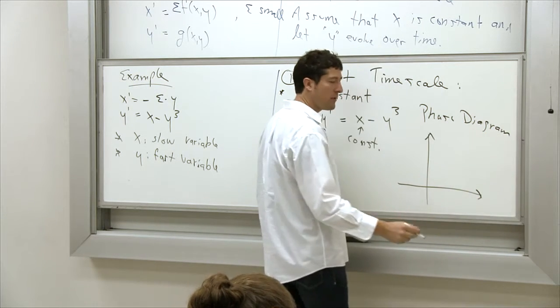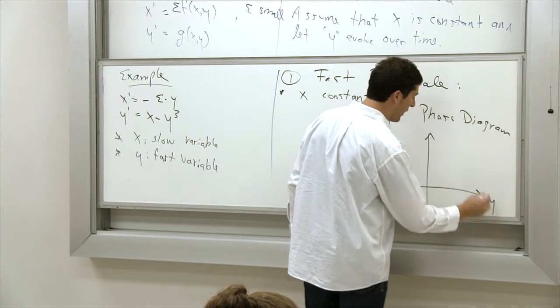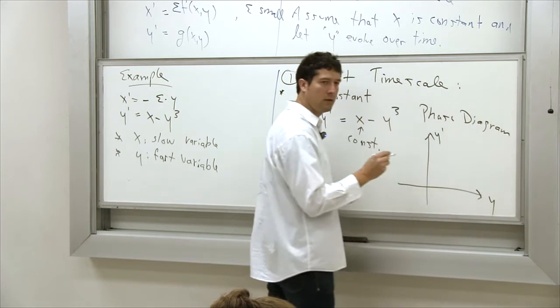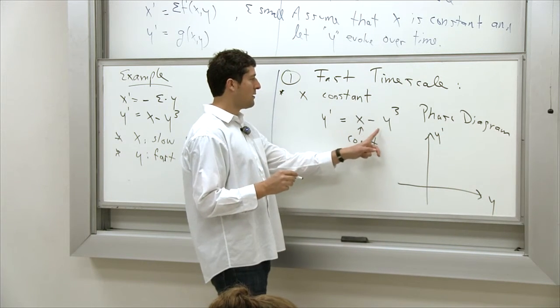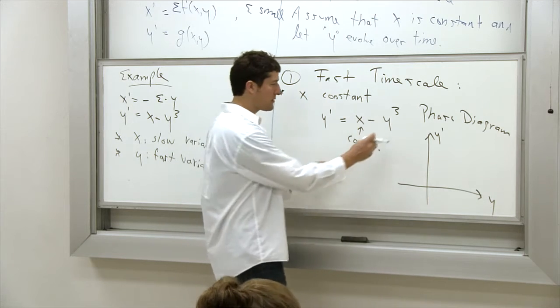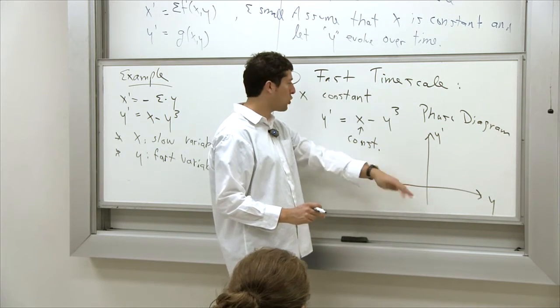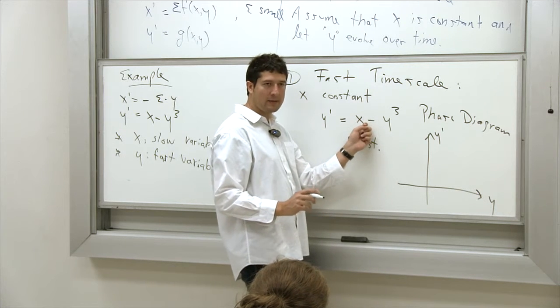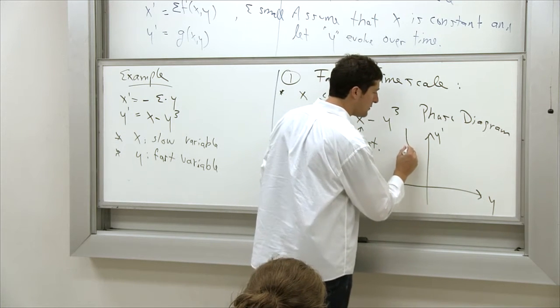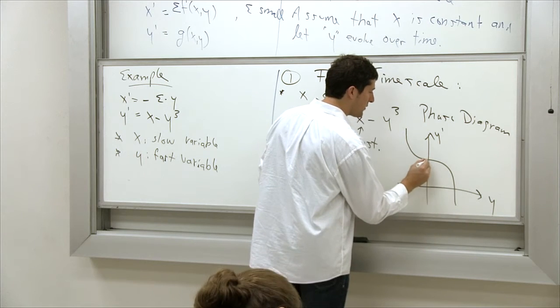Phase diagram of a one-dimensional system. You write here y, you write here y prime. The system looks like minus y to the 3, so that's an inverted, flipped cubic line, and it's shifted up by x. So it looks like this, where this here is x.